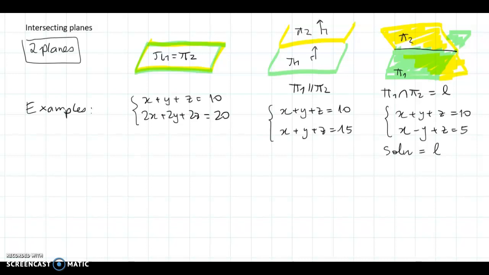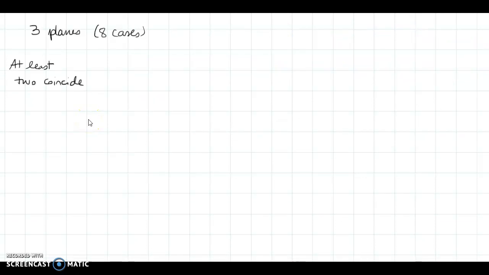Now we want to see what happens when we try to intersect three planes. When we try to intersect three planes, we can run into one of the following situations. First of all, I'm going to look at the cases where at least two of the planes coincide. So my planes are going to be green, yellow, and sky blue. Let's say that the first case will be that the three planes that we are trying to intersect are the same. Pi1 is equal to pi2 is equal to pi3.